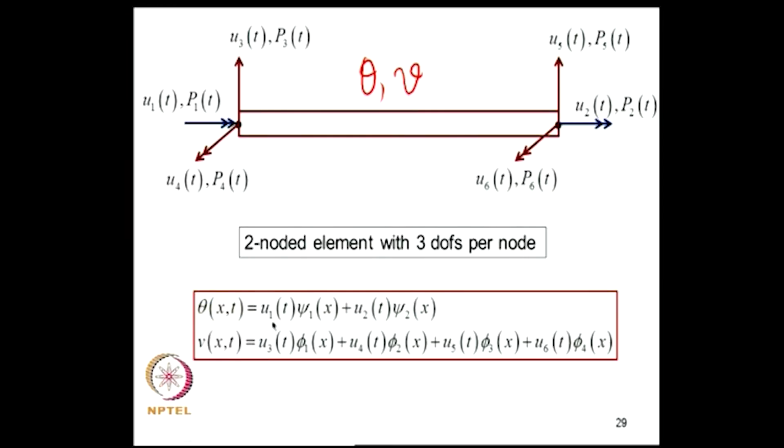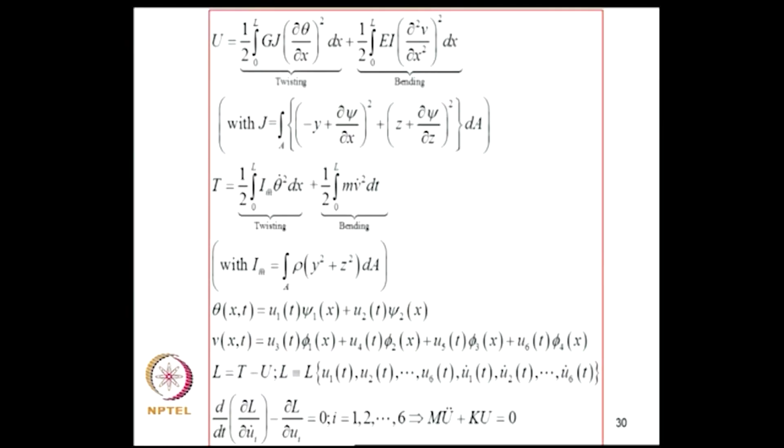So, I get for theta, u1 of t into psi 1 of x plus u2 of t into psi 2 of x, whereas for v of x comma t, the degrees of freedom are u3, u4, u5, u6, and phi 1, phi 2, phi 3, phi 4 are the cubic polynomials that we have used for developing the beam element. Psi 1 and psi 2 are linear polynomials. So, I will now substitute into the expressions we have for strain energy and kinetic energy, and form the Lagrangian.